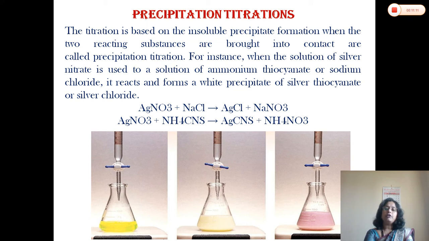An example of precipitation titration is when we react silver nitrate with ammonium thiocyanate, we get a precipitate of silver thiocyanate. Or when we react silver nitrate with sodium chloride, we get a white precipitate of silver chloride. So this is the titration where we get an insoluble precipitate when the titrant is added into the titrate.